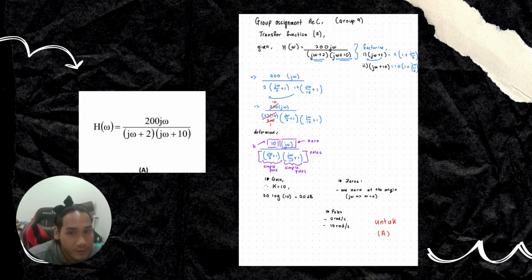So we have two of them. We can put them as a simple pole and a simple pole. So we have 10 as our constant number k, j omega as our zero, and two simple poles in the denominator. So now we can construct the magnitude plot.